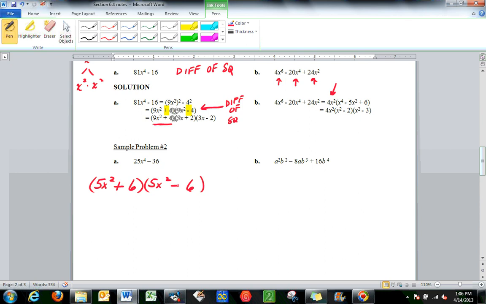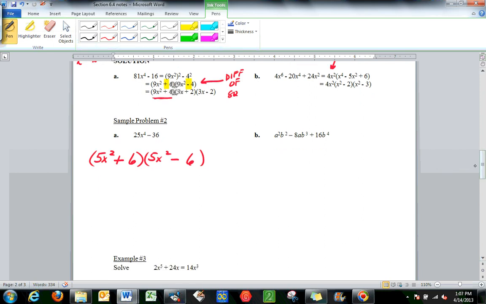But we look at the second part, 5x squared minus 6. We have to ask ourselves, are we dealing with perfect squares here? As you can see, 5 is not a perfect square and 6 is not a perfect square. So we're in a situation where we cannot factor any farther, and we would just stop at this point. Alright, let's take a look at part B.